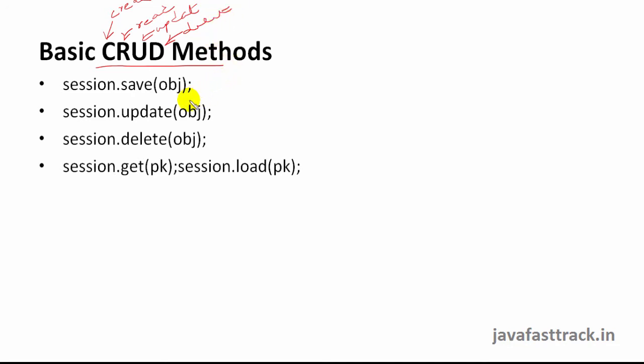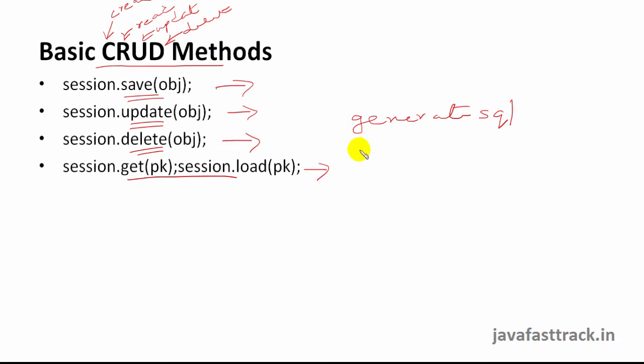As we know, in Hibernate, we do not generally write queries. Instead, we write methods. We make use of Hibernate methods like save, update, delete, and get and load. This for inserting data, this for updating data, this for deleting data, and this for reading data. Whenever you use these particular methods, Hibernate will be generating SQL underneath, because SQL is the only way to interact with any database. I'll be using these methods in further examples.